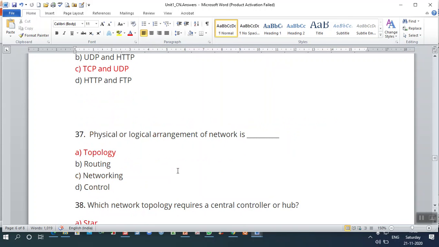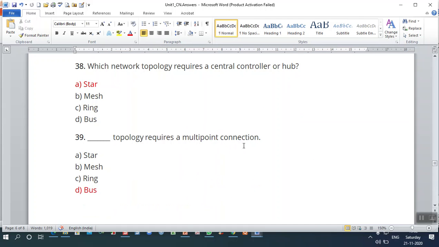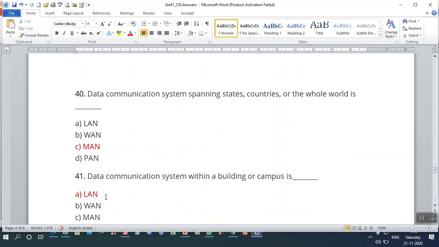Which of the following are the transport layer protocols used in networking? TCP and UDP. The physical or logical arrangement of a network is called a topology. Which network topology requires a central controller or hub? Star topology. Bus topology requires multi-point connection. A data communication system that spans states, country or the whole world is, sorry, a WAN, wide area network, because states, country or the whole world is a wide area network, not a metropolitan area network.